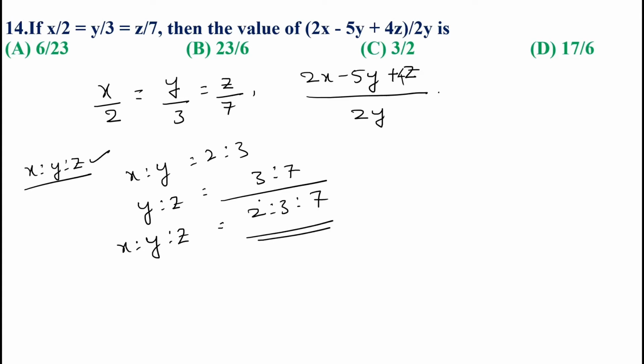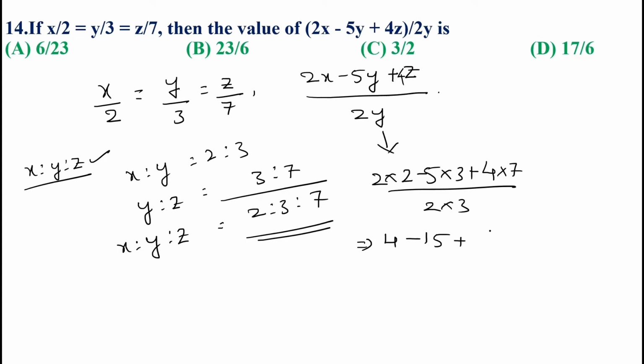So they have given x means 2. So what I need to calculate? 2 into 2 minus 5 into 3 plus 4 into 7, by 2 into 3. This will become 4 minus 15 plus 28 by 6. So 28 minus 11, 17 by 6.